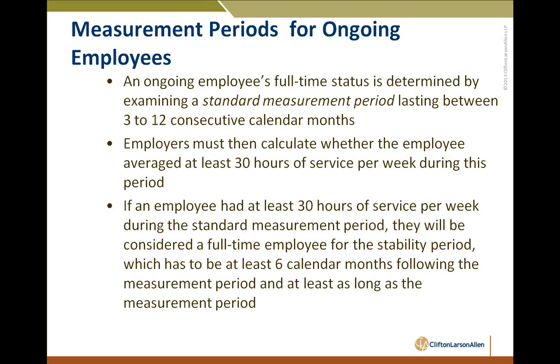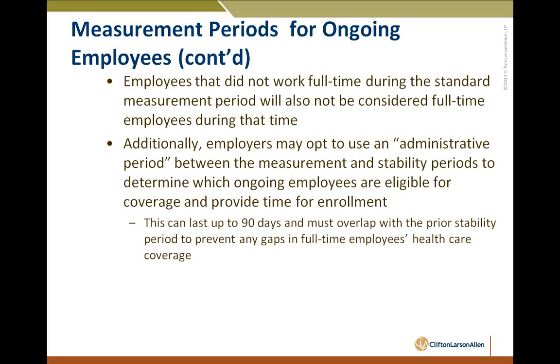So for ongoing employees, they kind of split it up into ongoing and new employees. An ongoing employee's full-time status is determined by looking at the measurement period where they average at least 30 hours of service per week. If they do have that, then you consider them a full-time employee for the stability period. Again, it has to be at least 6 months, and that's where you would be covering them. Employees that did not work full-time during that measurement period would not be considered full-time employees, and so you would not have to cover them in the stability period.